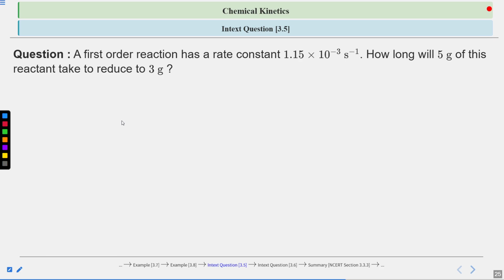Now also let's practice the in-text question which is marked as 3.5. The question says that a first order reaction has a rate constant of 1.15 times 10 to the power minus 3 second inverse. How long will 5 gram of this reactant take to reduce to 3 gram? So we have been given the rate constant value for a first order reaction, and we have to find how much time the reactant takes to convert from 5 gram to 3 gram. You have some time, try to solve this, then we will see what the correct answer is.